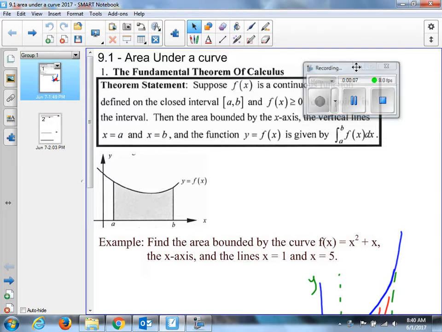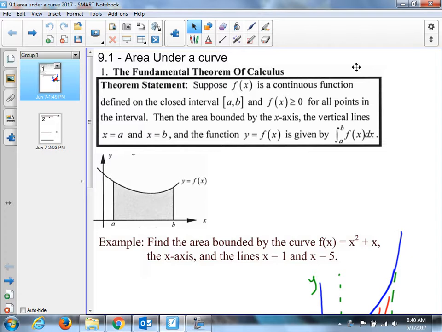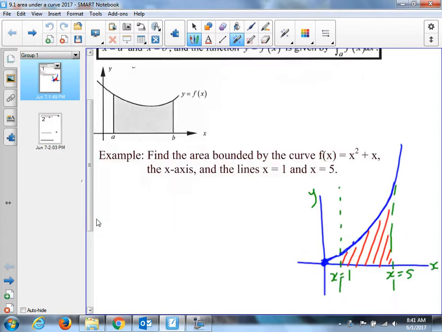Okay, area under the curve is what we're looking at. The fundamental theorem of calculus. There's a number of ways this can be stated, but suppose f of x is a continuous function defined on this closed interval from a to b, so a number like 2 to 7. And the function is greater than or equal to 0 for all points on the interval, meaning it's above the x-axis. So this statement here means the function is bigger than 0, right? It's above the x-axis.